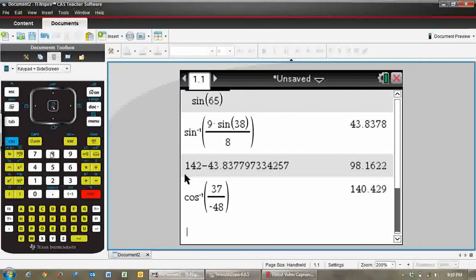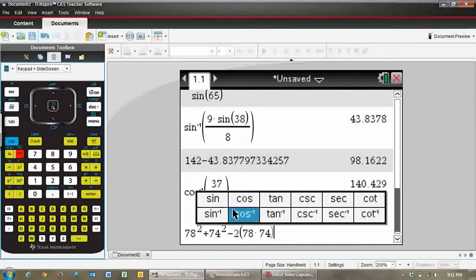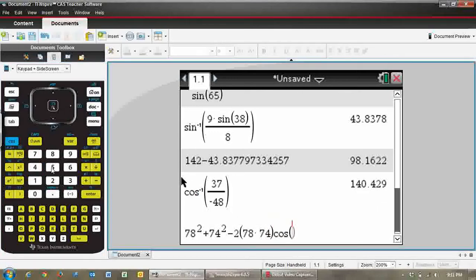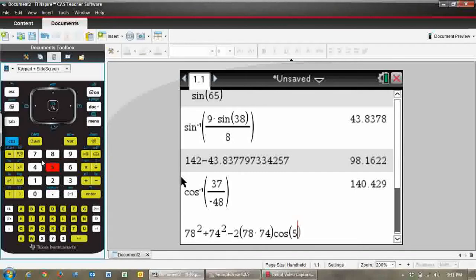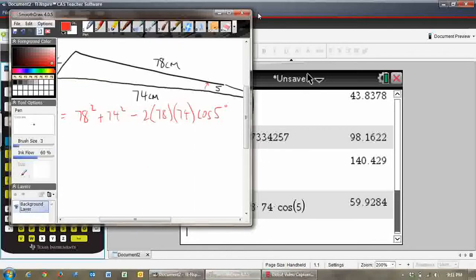78 squared plus 74 squared minus 2 times 78 times 74 cosine 5, equals, 59.93.